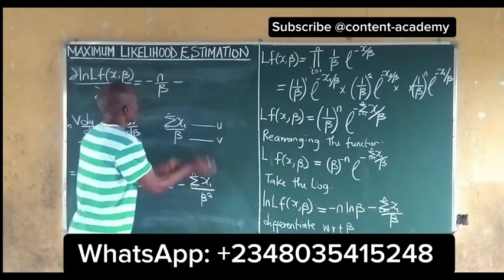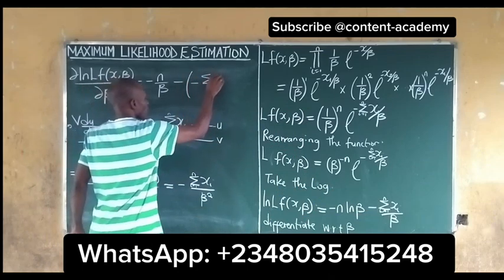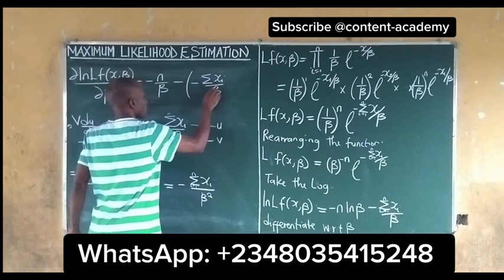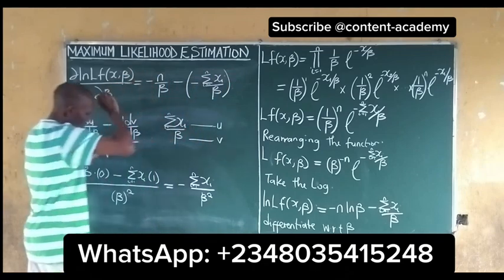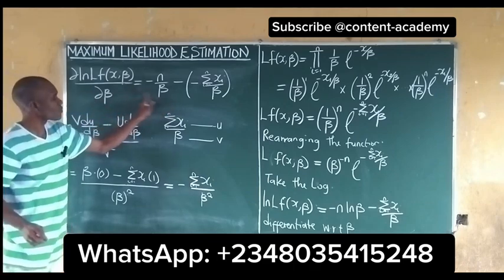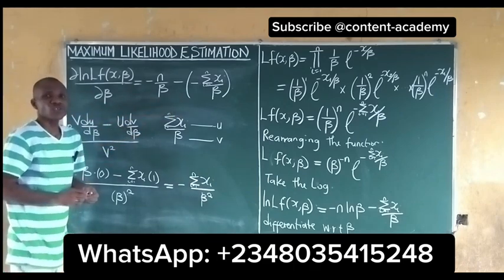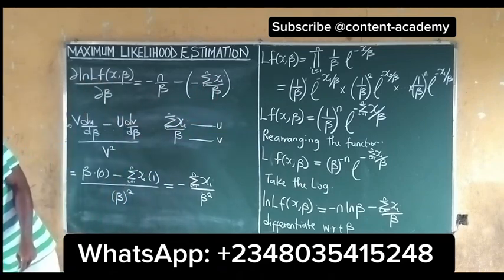So we'll now carry this and put here to give us negative summation of x_i all over beta, i running from 1 to n. So this is what we get. Now we can rewrite our differential very well. We can write this out very well. So we'll move over to this other side of the board to do that.